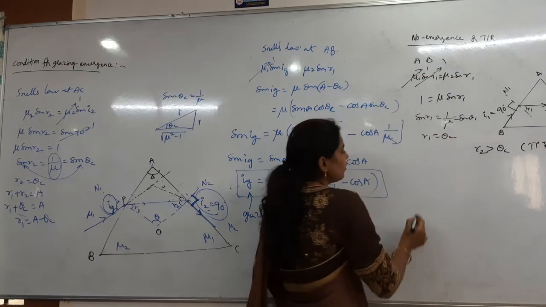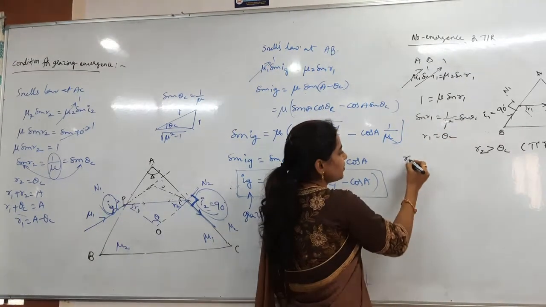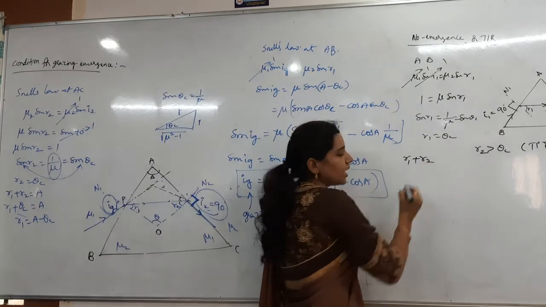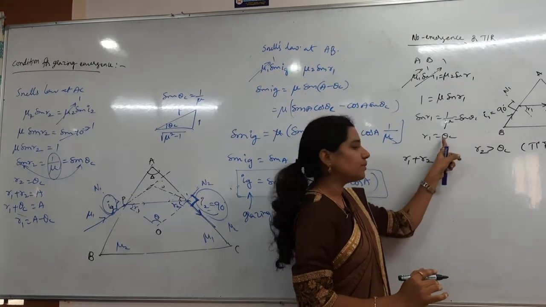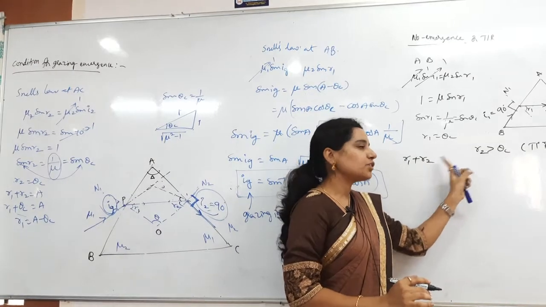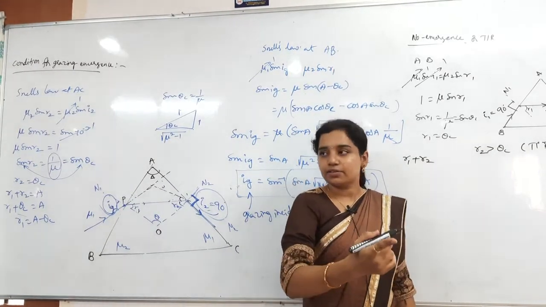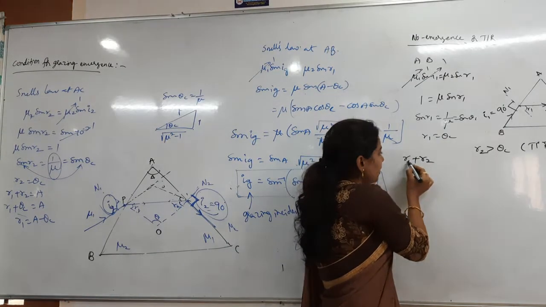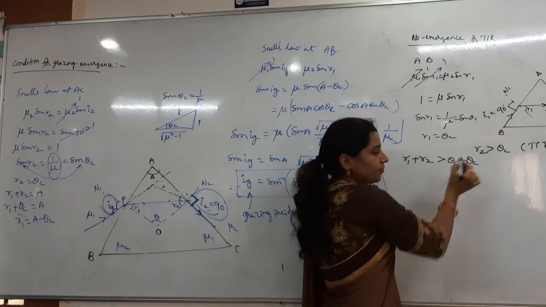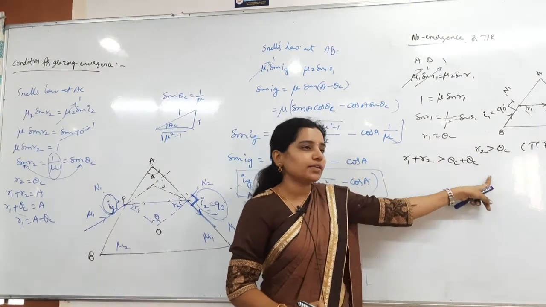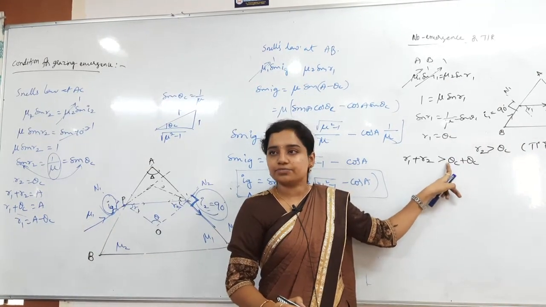Now from the angle of prism, what is the angle of prism formula? R1 plus R2 is equal to A. Before that, R1 is equal to theta c. R2 equals theta c, but it is greater. So can I write R1 plus R2 is equal to theta c plus theta c? Here R2 is greater than theta c, so only I have written greater than here.